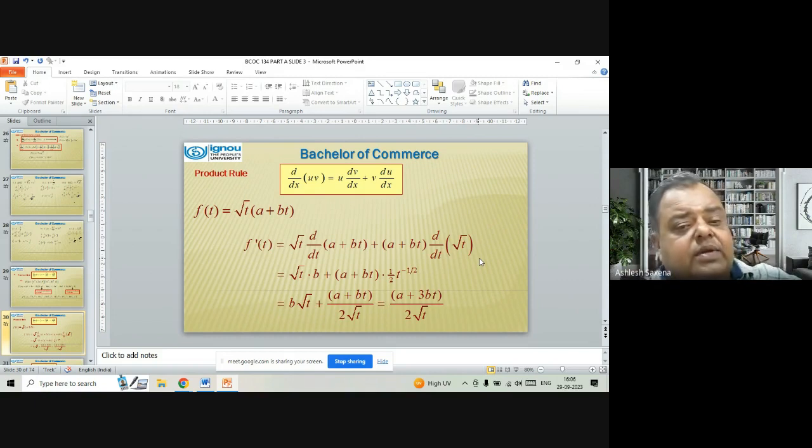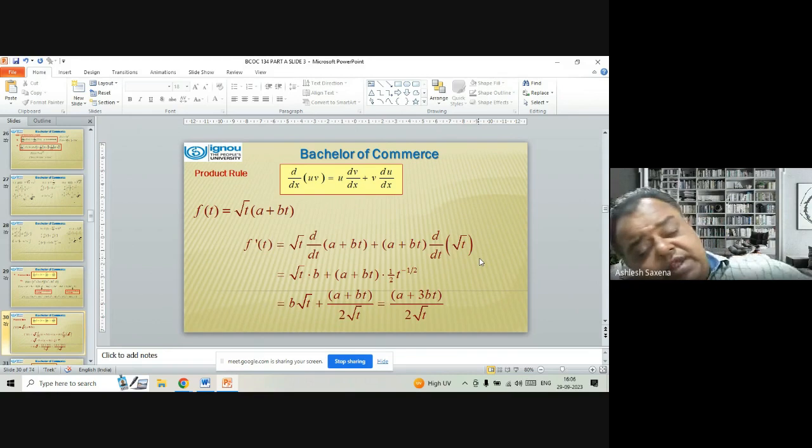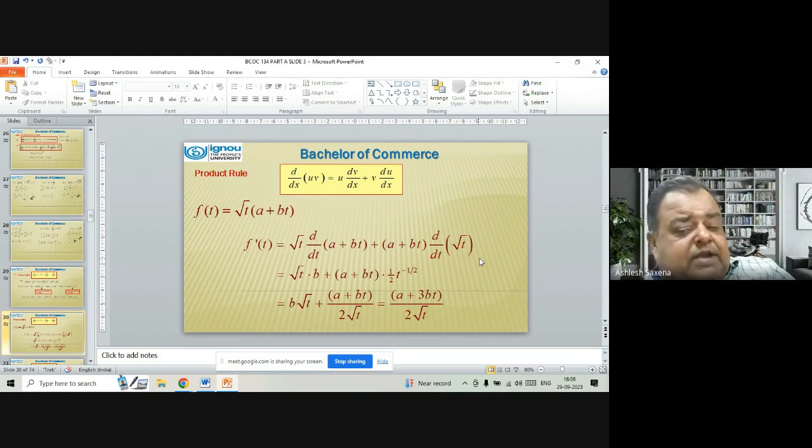Here on the left hand side we will get f dash t. Moving further, we will keep root t as it is. We will be differentiating a plus bt, into the differentiation of under root t. This is basically the chain rule that is employed here.